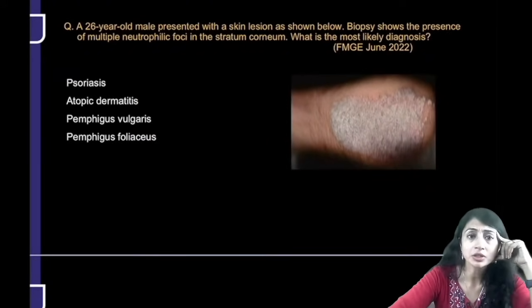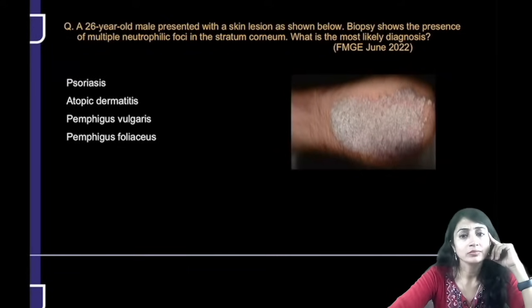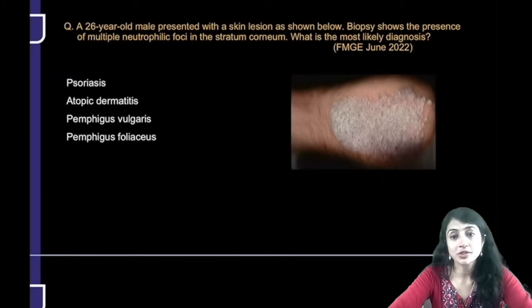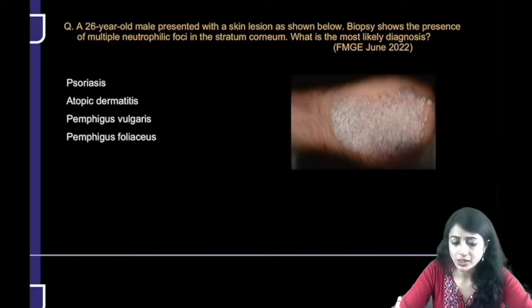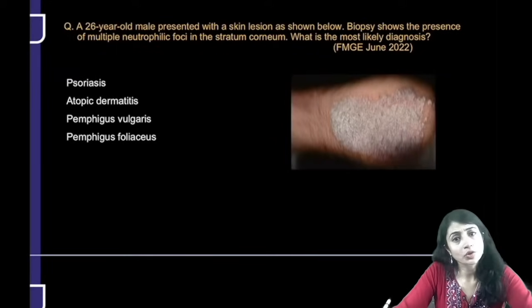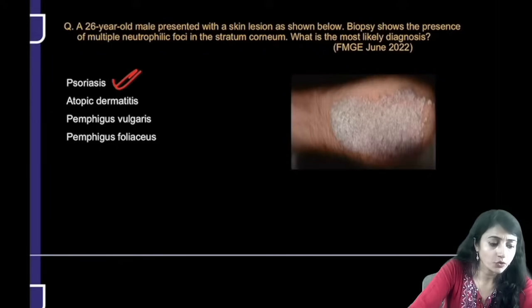Moving on to the next question. A 26-year-old male presented with a skin lesion as shown below. Biopsy shows presence of multiple neutrophilic foci. What is the most likely diagnosis? So see, the questions are repeated with a little difference. We've just seen an image which is similar to this. So we have a plaque which has silvery white scales present. So this is psoriasis, and a very important hint given to you is a biopsy where you are seeing multiple neutrophilic foci. What are these neutrophilic foci called?